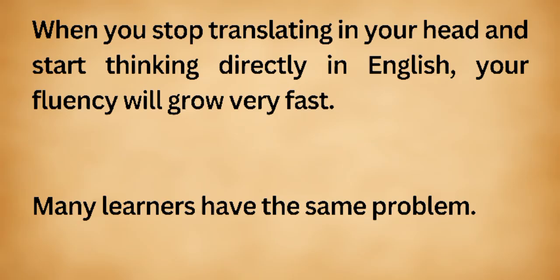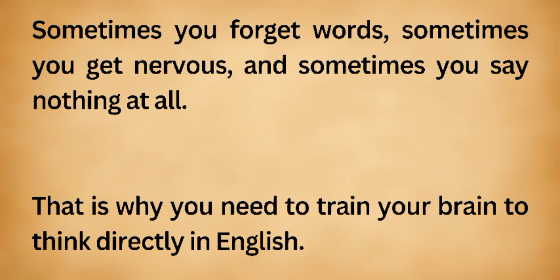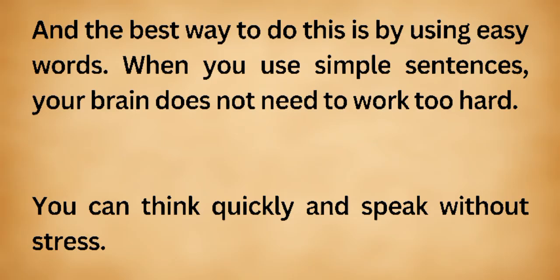Many learners have the same problem. They always think in their native language first, then they try to translate into English. But this takes time, and it makes you slow. Sometimes you forget words, sometimes you get nervous, and sometimes you say nothing at all. That is why you need to train your brain to think directly in English. And the best way to do this is by using easy words. When you use simple sentences, your brain does not need to work too hard. You can think quickly and speak without stress.